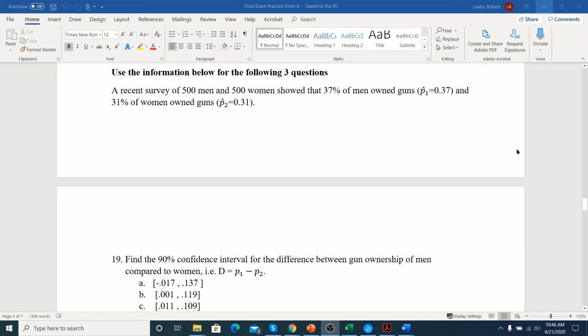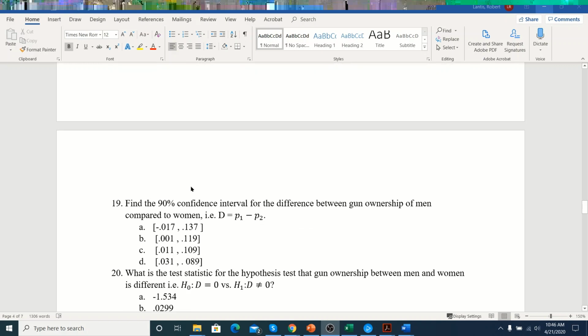So let's instead say we have an example where we've got 500 men, 500 women. 30% of men own guns, 31% of the women did, and we want to start to make statements about whether or not there's a difference in gun ownership between men and women. Well, first we'll look at a 90% confidence interval, right? So if I want a 90% confidence interval for this, I go to my formula sheet.